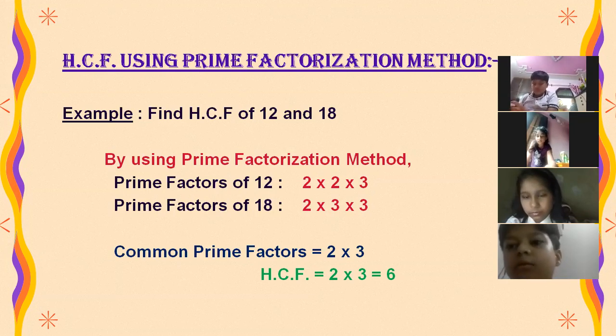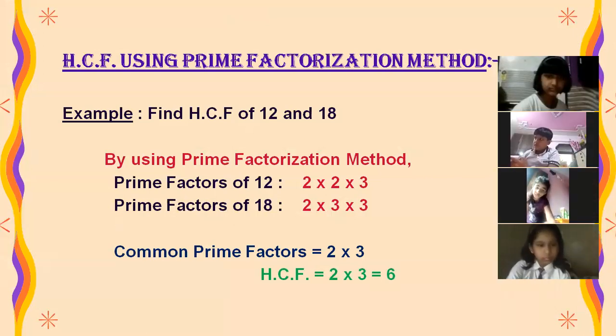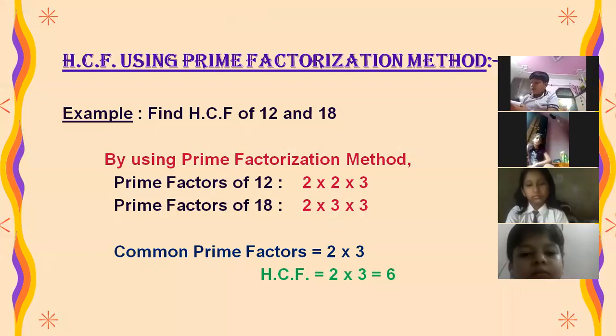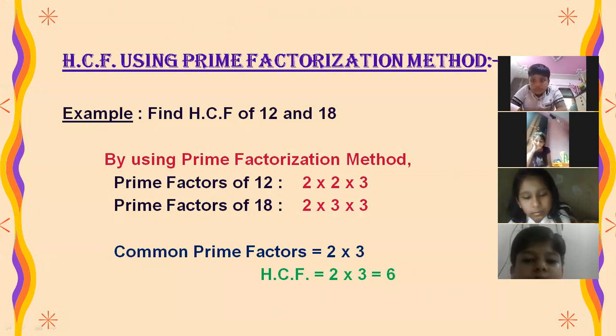Good. Okay, beta. So now we are going to proceed with this particular method. We are going to find out the HCF by using the prime factorization method. So here, first of all, we are going to find out the factors, as we have already done in the previous method also. Yes or no? Yes, ma'am. So here we are going to find out the prime factors. And we have already learned how to find out the prime factors.